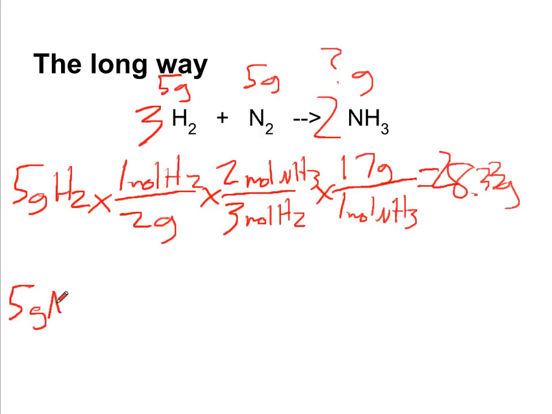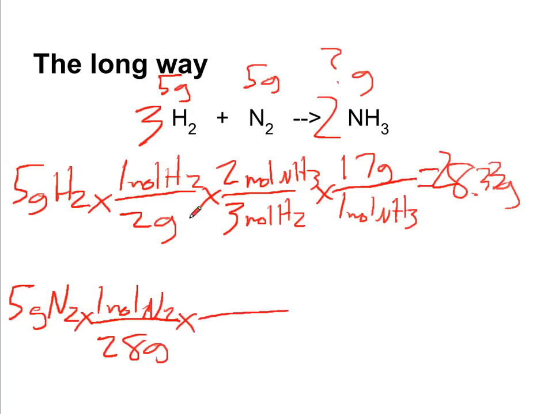5 grams of N2. We're going to do the same steps. We're going to take this all the way to grams of NH3. So first we have to convert to moles. 1 mole of N2 has a mass of 28 grams. We have to do the mole ratio. We want to cancel out moles of N2 and get to moles of NH3. Take the 2 from NH3 here, the invisible 1 from N2, put it there.